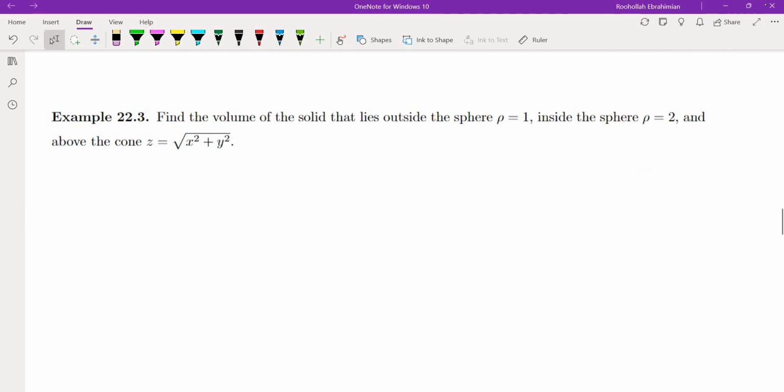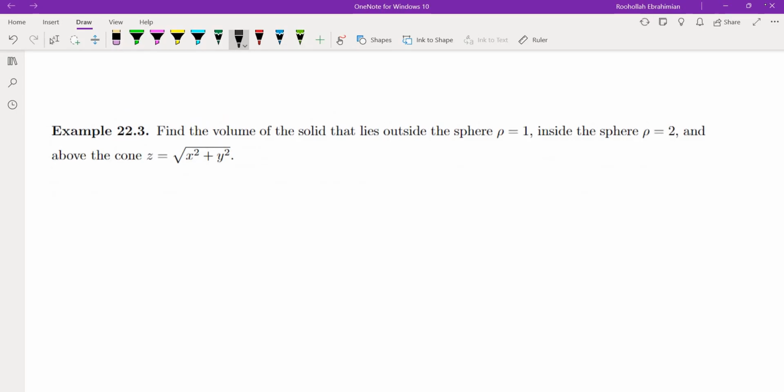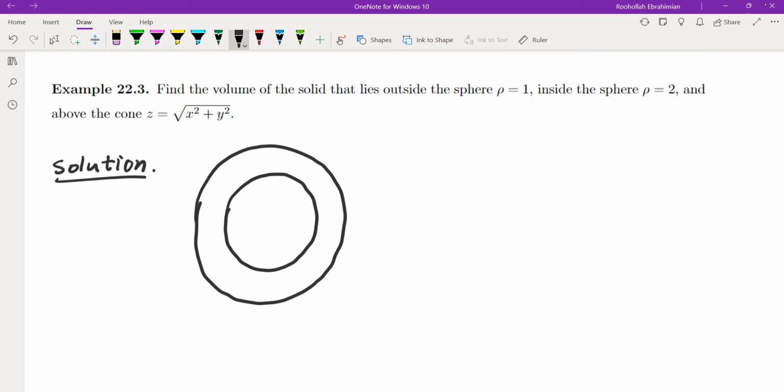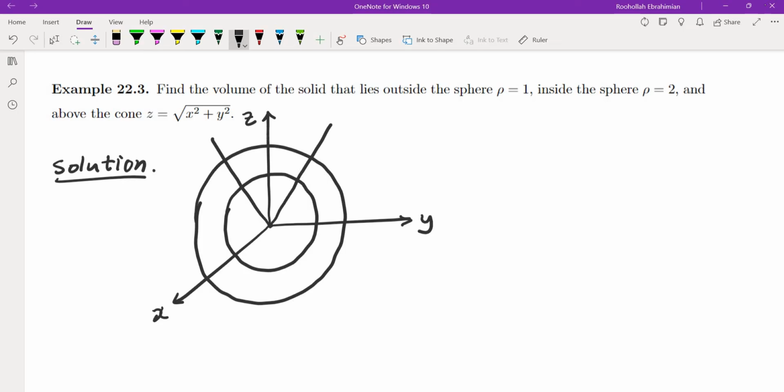Okay, so we're going to move on to another example. Find the volume of the solid that lies outside of the sphere rho equals 1, inside the sphere rho equals 2. So we have two spheres centered at the origin and above this cone. So we have this cone, we have the z-axis, the y-axis and the x-axis. And we are looking at only this portion between the spheres and inside the cone. So this is the solid that we are looking at. So let's call that E.